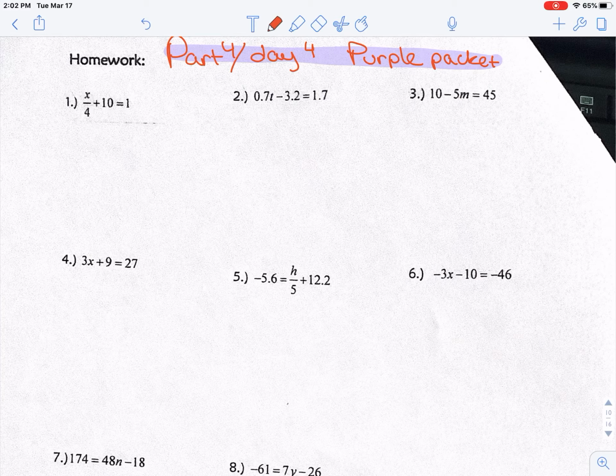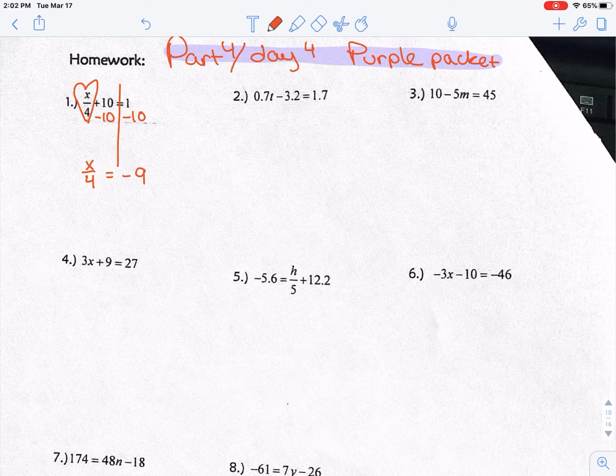All right, so looking at our first problem here, we have x over 4 plus 10 is equal to 1. So remember that x over 4, that's our variable term, so we want to keep those things together, and we want to move our plus 10 to the right side. So we are adding 10, so to do the opposite of that, we're going to subtract 10, and we are left with x over 4 is equal to 1 minus 10, which is negative 9. Again, make sure you review those negative rules if you forget.